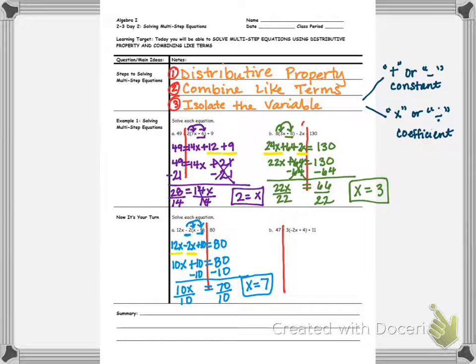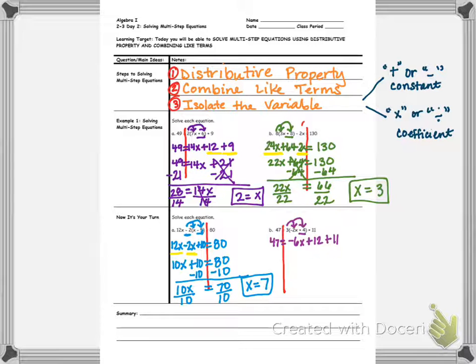We know eventually it's going to wind up as a two-step equation. So we're going to get started and distribute first. We have 3 times negative 2x and 3 times a positive 4. Just bring down that 47. 3 times negative 2 is negative 6x. 3 times positive 4, both positive, is positive 12. And then we bring down that plus 11 that was outside the parentheses.